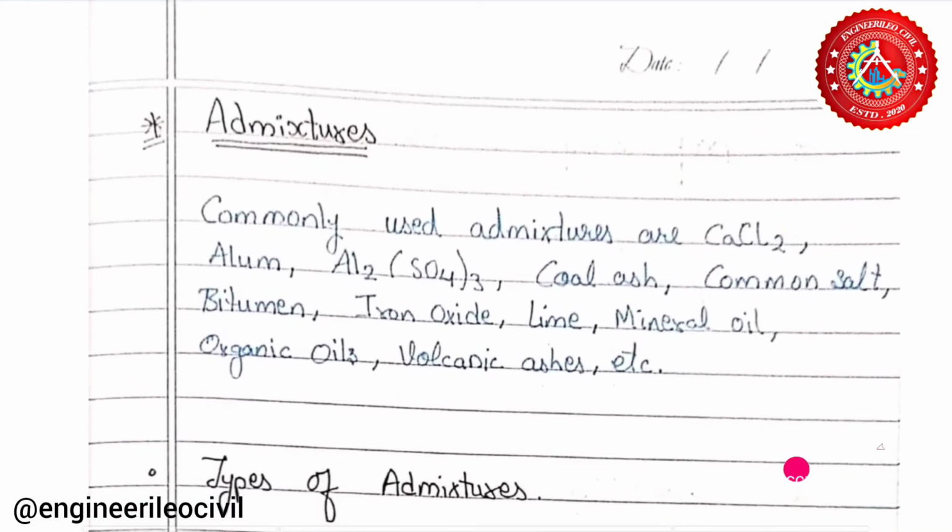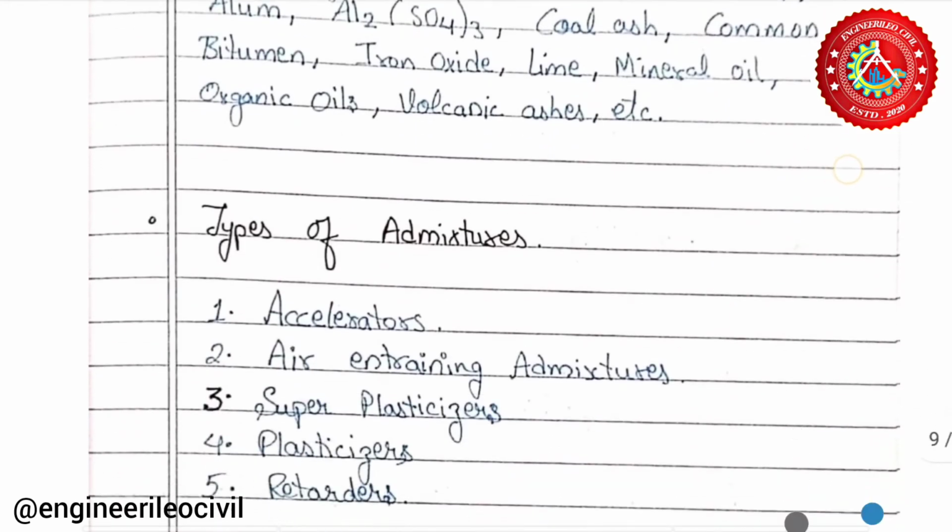For quality improvement purposes, some ingredients are added in concrete, which results in changing different properties in its fresh and hardening stages. The properties improved may be strength, hardness, workability, water resistance, power, etc. Commonly used admixtures are calcium chloride, alum, coal ash, common salt, bitumen, iron oxide, lime, mineral oil, organic oils, volcanic ashes, and many more. There are different types of admixtures used.